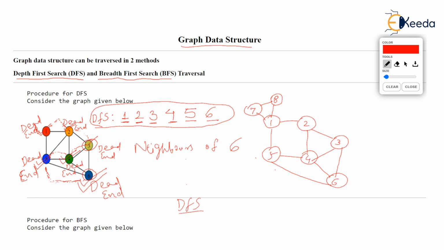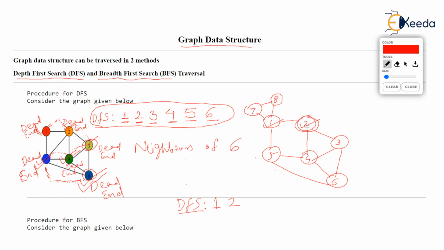Have patience, just check the DFS. We'll start by printing 1 and marking it as visited. Then see the neighbors of 1. Neighbors of 1 here are 2, 5, 7, 8. 4 neighbors. We consider the least neighbor, and the least neighbor 2 is not yet visited. So you will print 2 and mark it as visited. Now you be with 2 and you repeat the process on 2. Forget about all the other neighbors of 1.